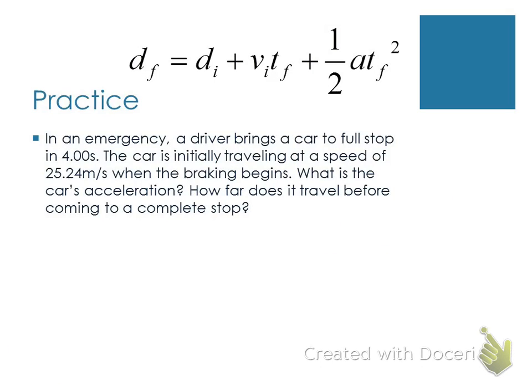Okay, in an emergency, a driver brings a car to a full stop in 4 seconds. The car is initially traveling at a speed of 25.4 meters per second when the braking begins. What's the car's acceleration? How far does it travel before coming to a complete stop? So if you want to get this written down, that's fine. I'll give you a couple minutes, and then we'll start picking out our variables here.